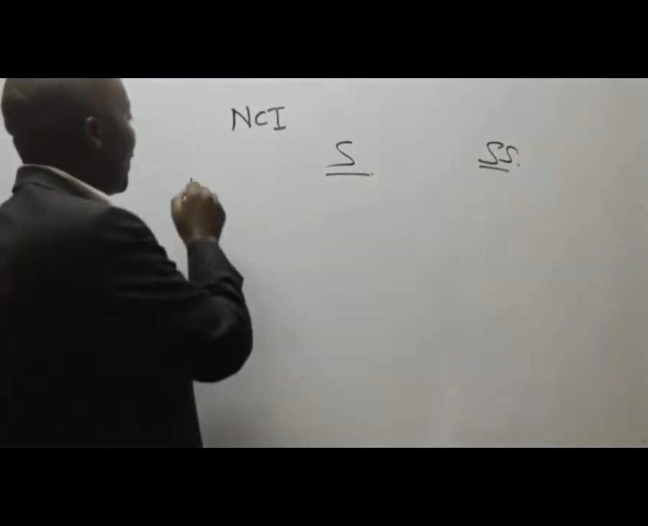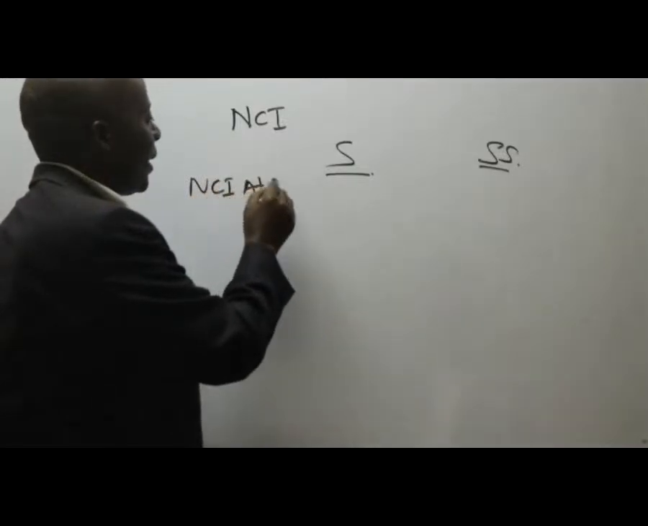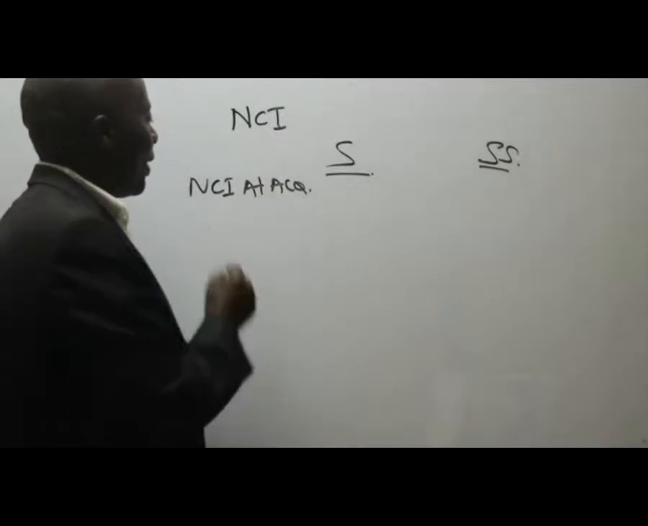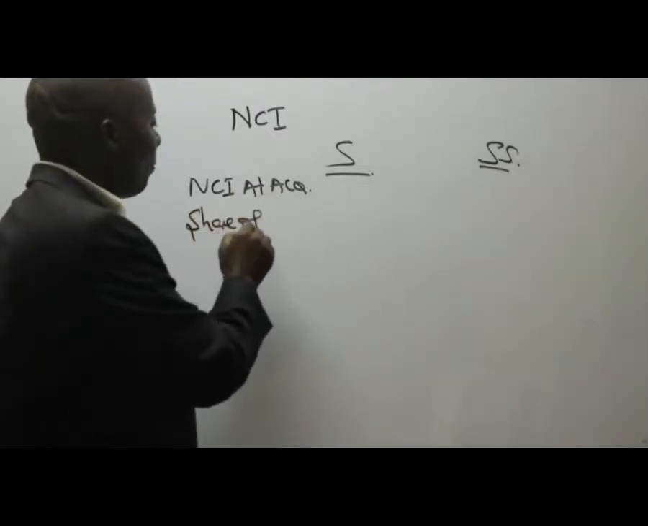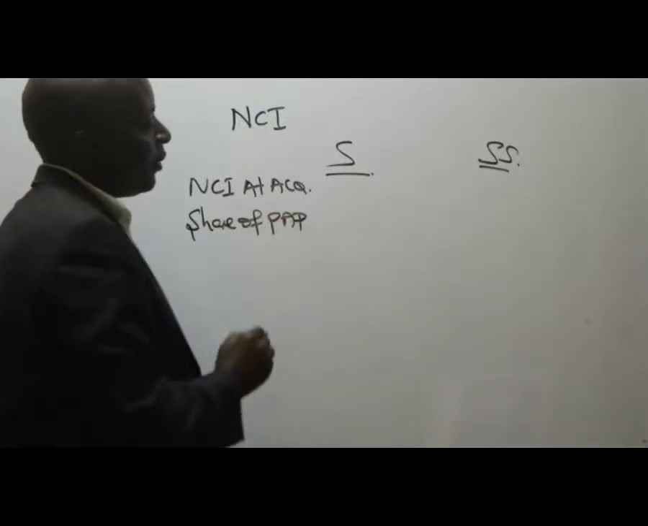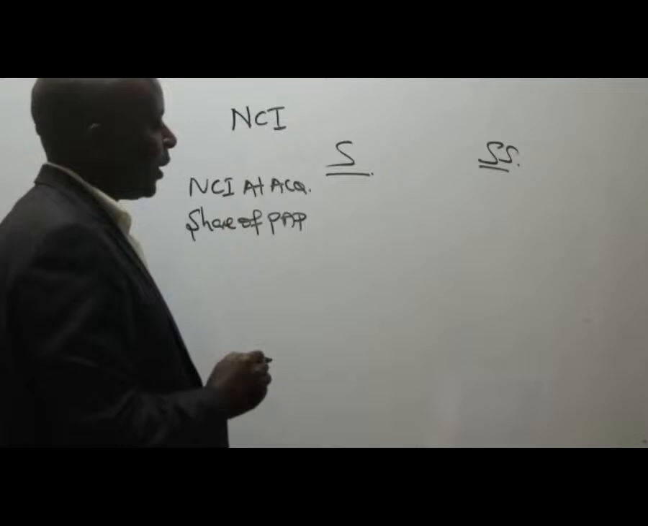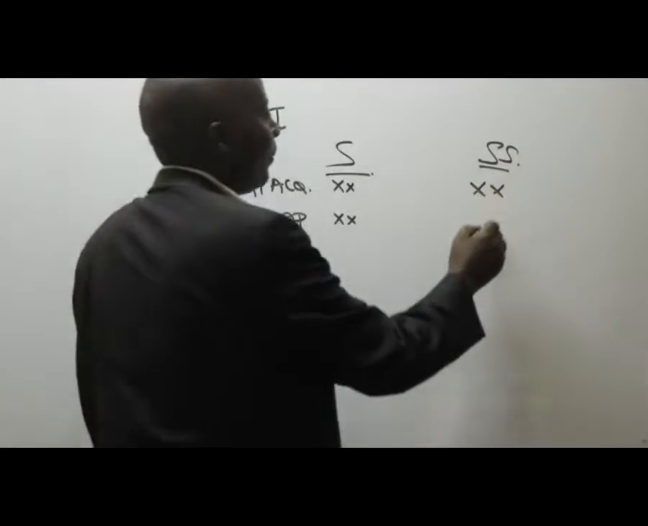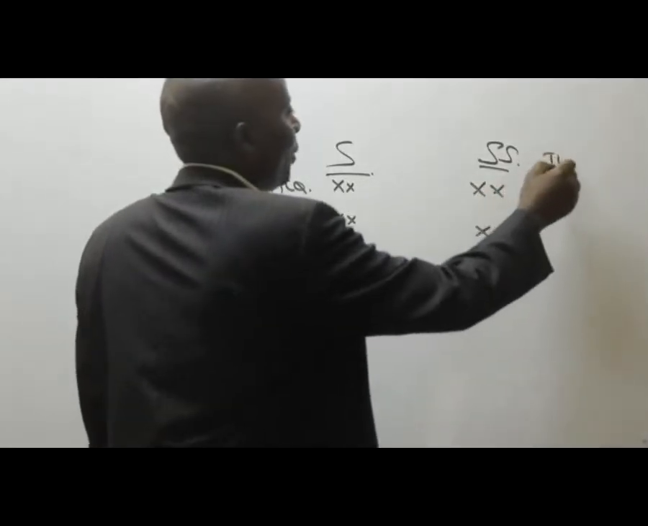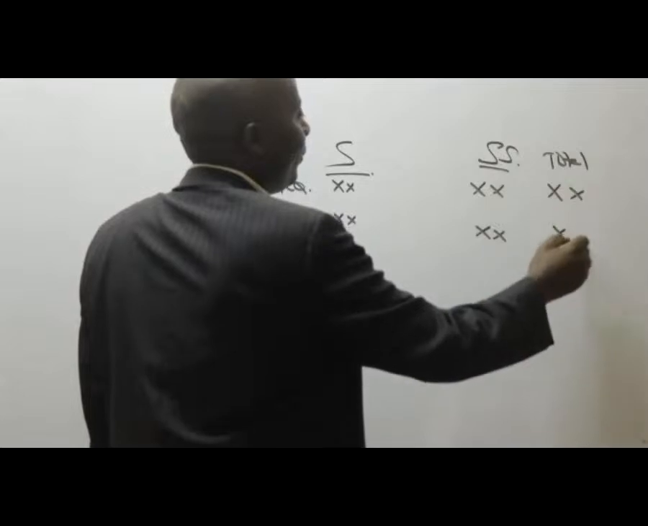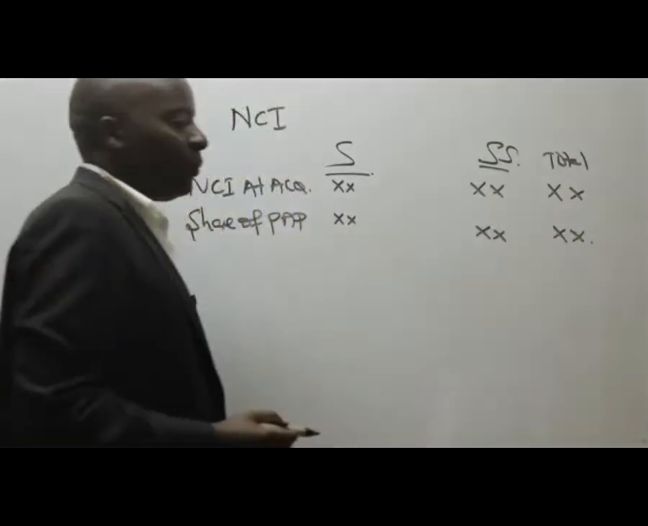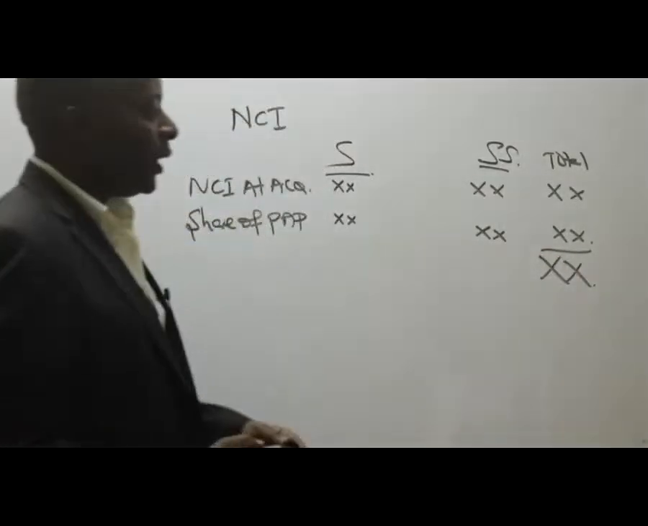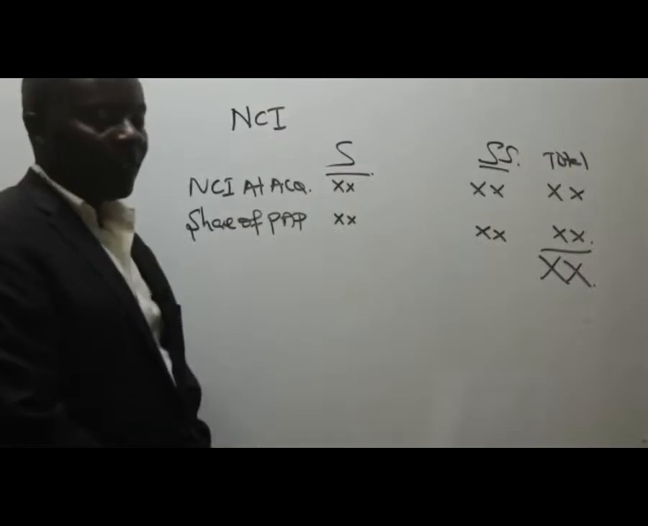So we have NCI at acquisition, right? We have the share of POPs of the NCI. Then you give me the totals here, and then the total there. I've taught you how to calculate these things severally. Let me see whether there's anybody who will be able to get this metrics here.